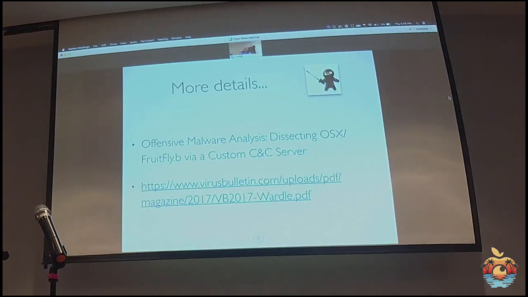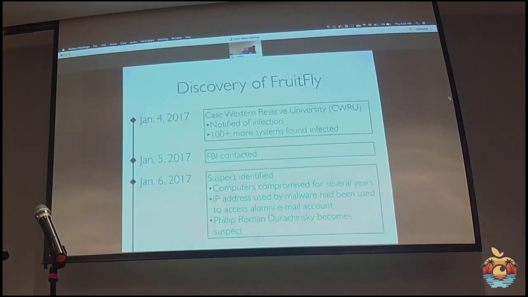So at this point, we're going to shift gears a little bit, and we're going to start looking at the story of the malware and how this malware came about, who is responsible, and what's happened to that individual.